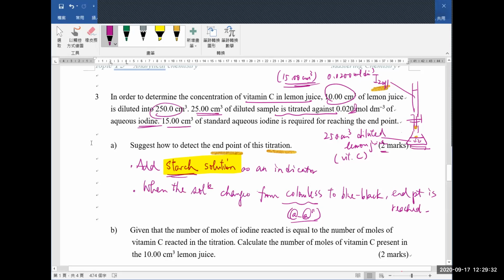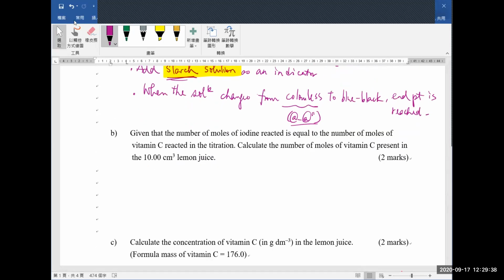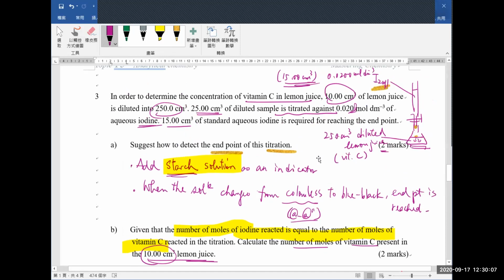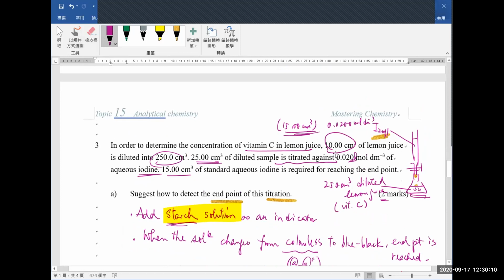So here comes part B and part C finally. Given that the number of moles of iodine, wow, quite nice, is equal to the number of moles of vitamin C. Wow, great. Because no equation is given, and you need not memorize the whole equation, they will give you that information to make life easier. You are going to calculate the number of moles of vitamin C present in the 10.0 cm cube of lemon juice. Remember, 10 cm cube of lemon juice means in the original solution.